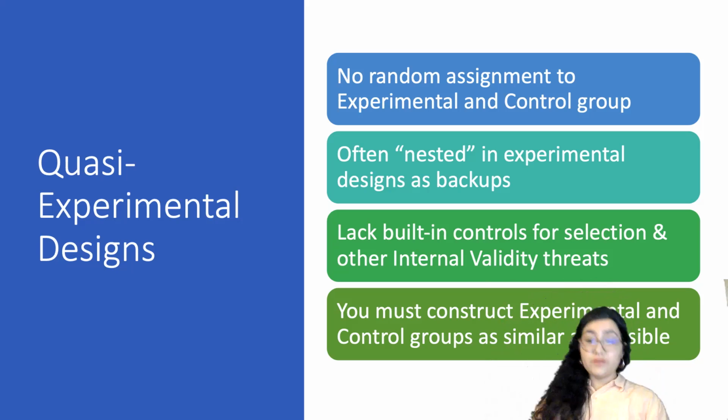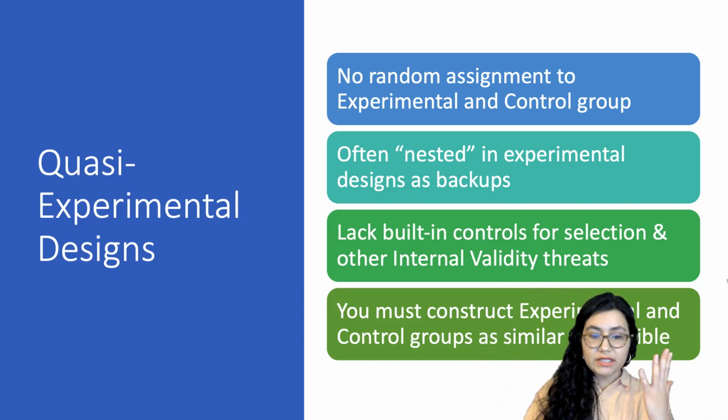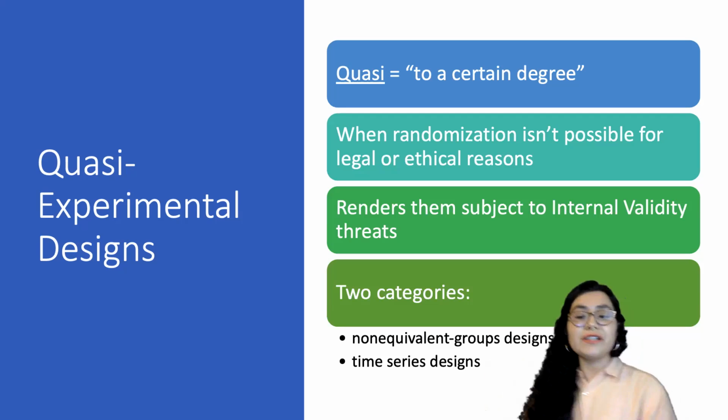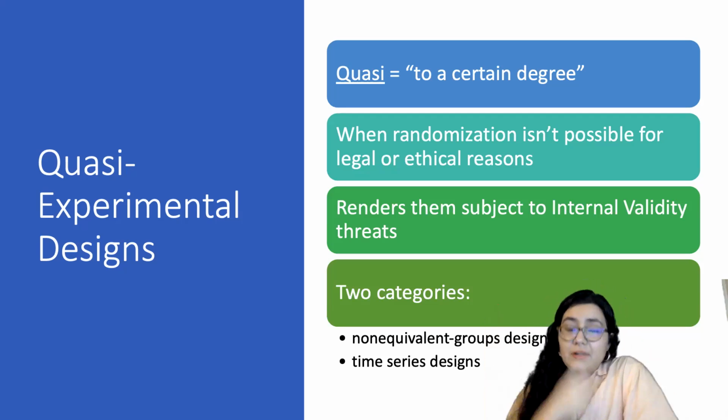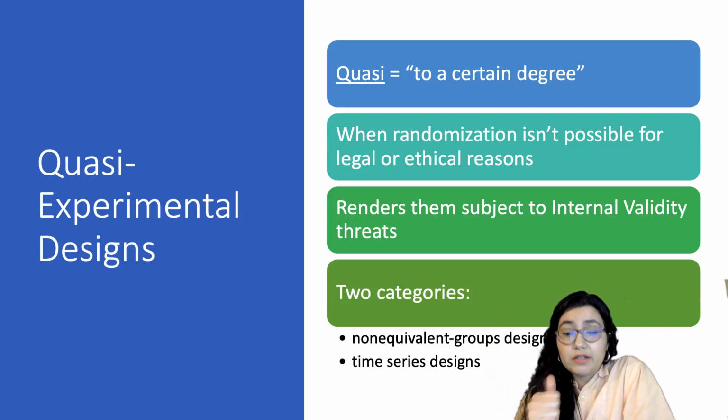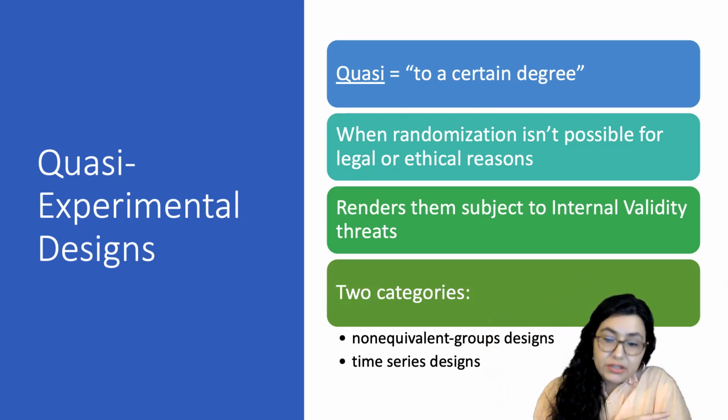And so if we can't randomize, then we can at least get to the point of an experiment which ensures that the control and the experimental groups are similar, right? If we can't randomize them, let's at least make those two groups similar, is the idea behind quasi-experimental designs. Quasi means to a certain degree. So it's sort of experimental, but it's not, right? And there are two categories: non-equivalent group designs and time series designs.